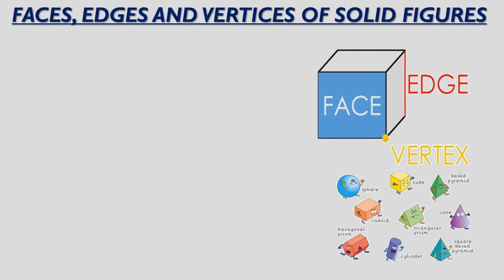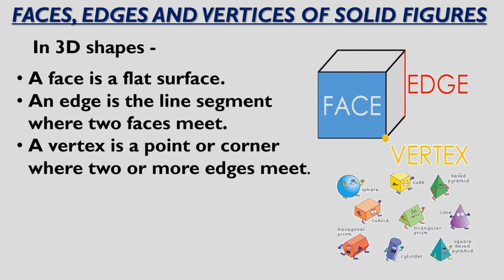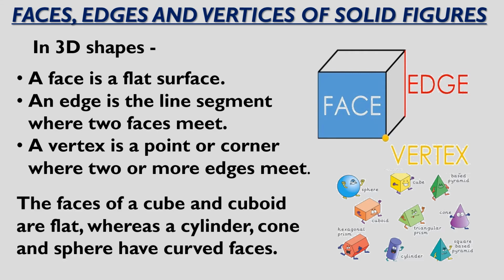Now faces, edges and vertices of these solid figures. Before learning about 3D shapes, we should learn about these terms. In 3D shapes, a face is a flat surface, as you can see in the figure alongside. An edge is the line segment where two faces meet. A vertex is a point or corner where two or more edges meet. The faces of a cube and cuboid are flat, whereas a cylinder, cone and sphere have curved faces. So we'll learn more about these figures.